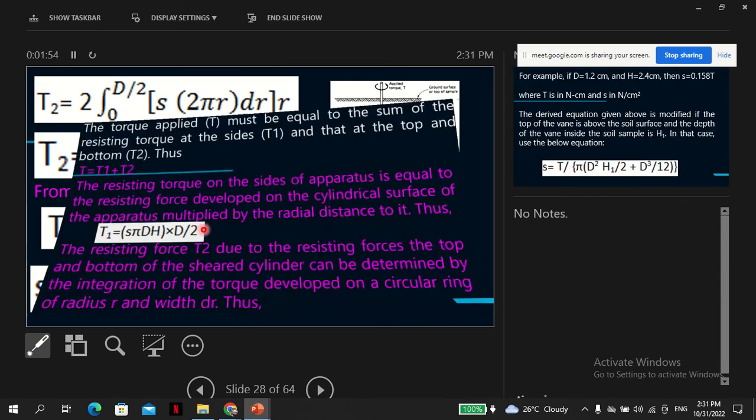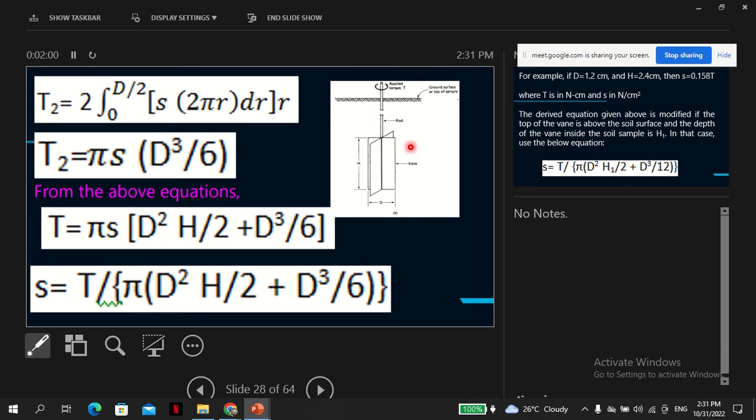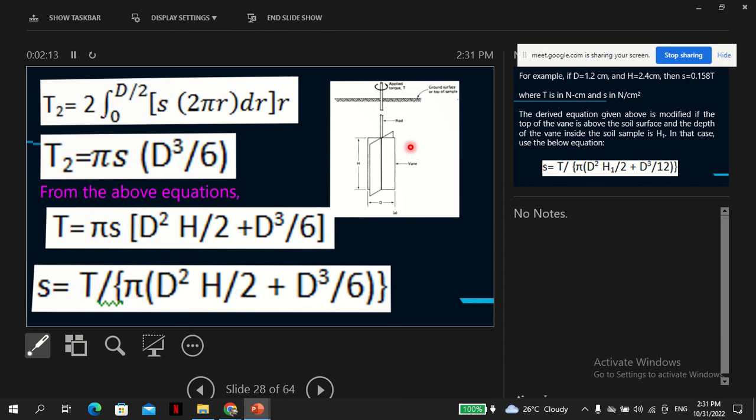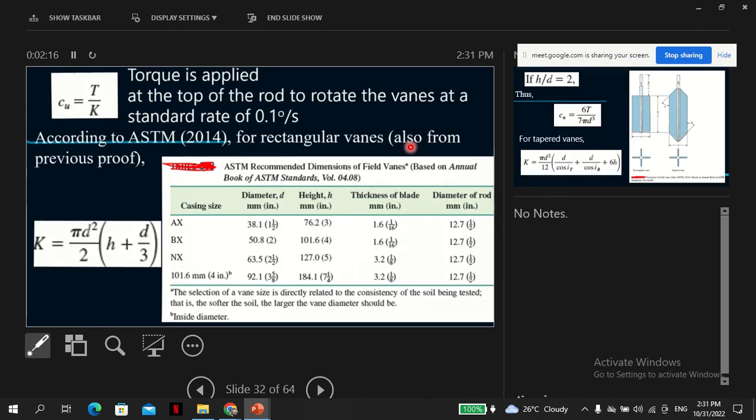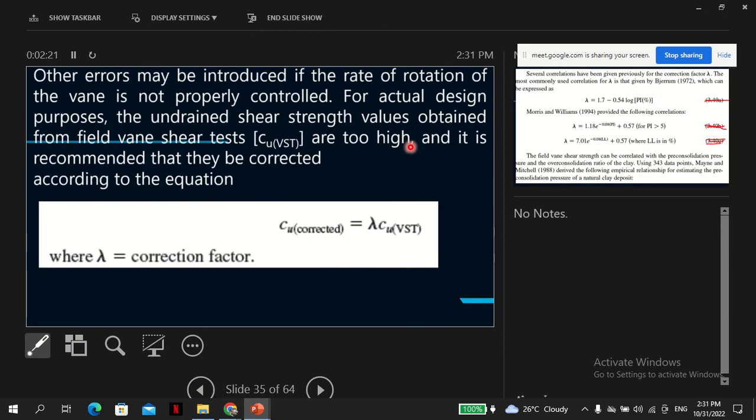Again, these vanes are put to rotate inside some material, and these vanes should remain as perpendicular as possible. If they are used for a long time, as inevitable as it may happen, those vanes may twist, may change orientation. So again, that would cause some errors. So it means the equipment needs to be calibrated and also needs to be checked before use, how clean it is and the perpendicularity of the blades as well.